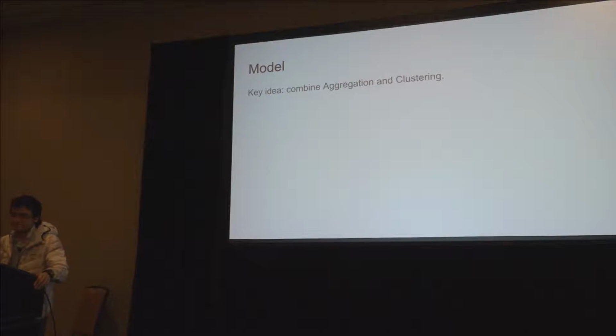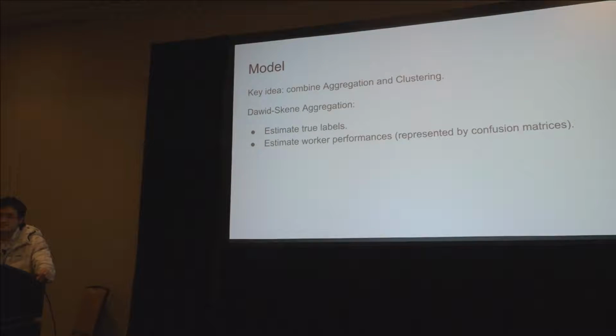Again, the key idea is to combine aggregation and clustering. We apply a very basic and very classical algorithm. In the Dawid and Skene model, the classic model, this is an iterative algorithm that alternates between estimating the true label and estimating the worker performance represented by confusion matrices.